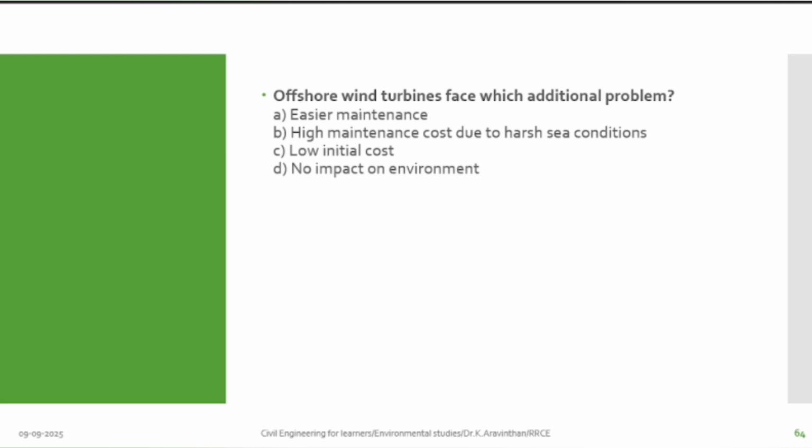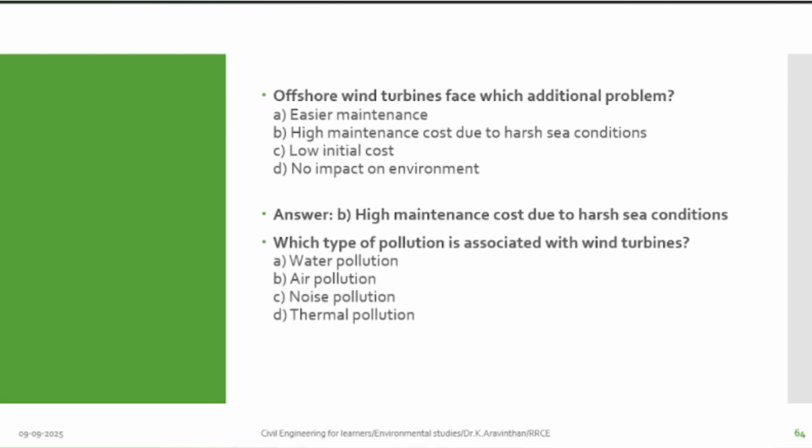Offshore wind turbines face what additional problem? Offshore means in sea. You should not confuse. On means land. Off in the sense sea. If you install in sea, what is the disadvantage? B. High maintenance and harsh sea conditions. It might corrode. The materials might corrode.